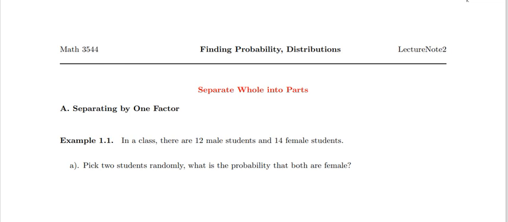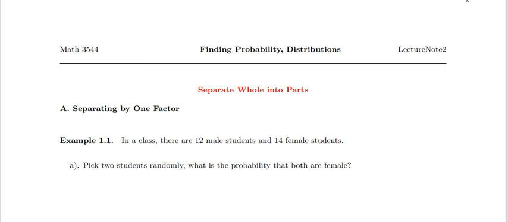Okay, so this is our second lecture. Our first lecture is an overview for this course. So this course is probability and statistics. So we say probability is the language for statistics. In this lecture we are talking about probability. So how to find the probability?